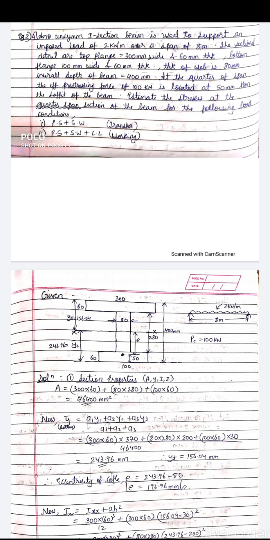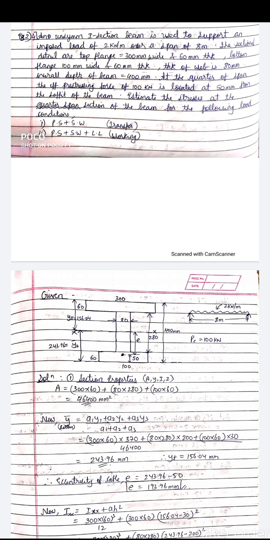And the span of the beam is 8 meters and the live load is 2 kilonewton per meter and the effective pre-stressing force is 100 kilonewton. So first we will find out the section properties. So the first step you'll always do is to find out the section properties. So what we are going to find: area, your y bar, your moment of inertia, and your section modulus. So since this is an unsymmetrical I section, you'll have to calculate everything.